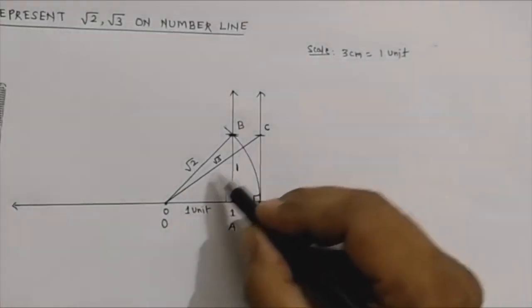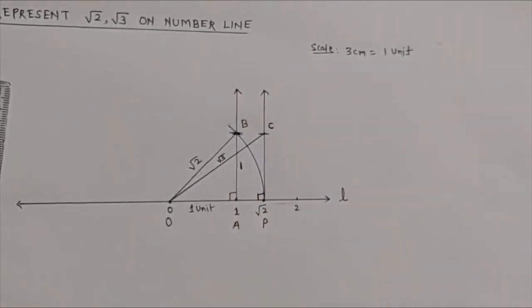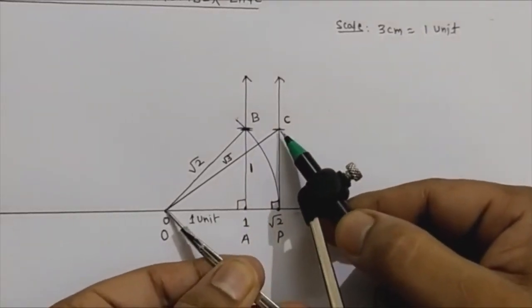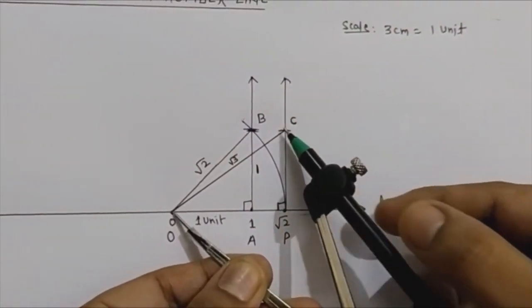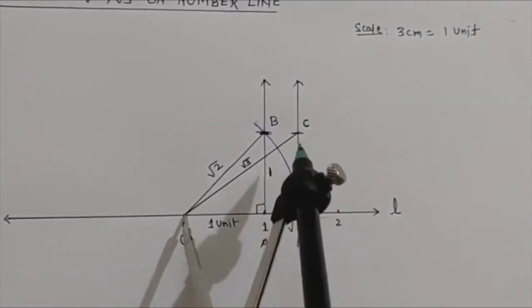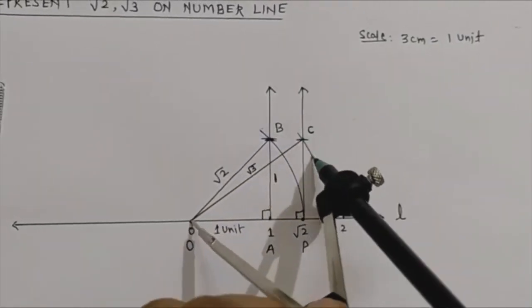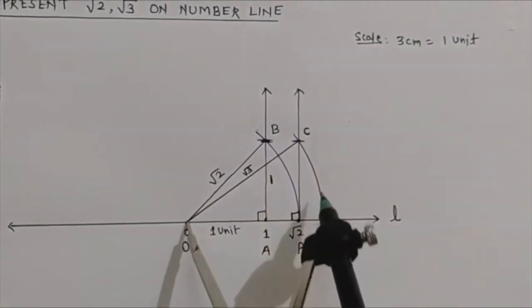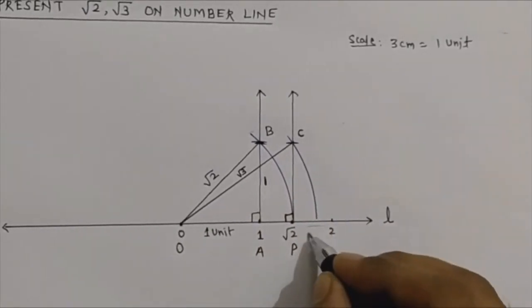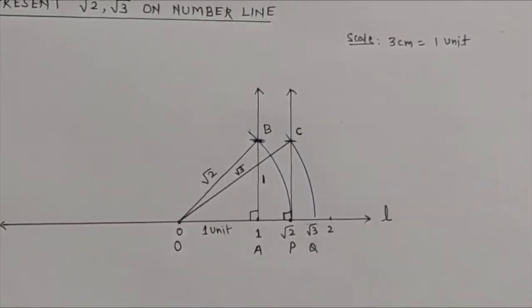And now this root 3 we have to represent on this line. So take the compass on point O and take distance from O to C. From this point C you make an arc here. This is root 3 on the number line. Name it as point Q.